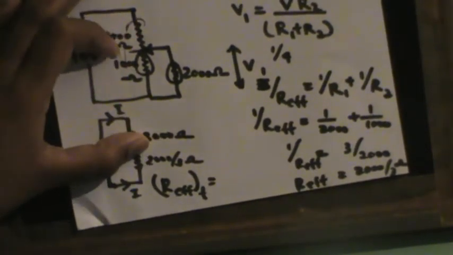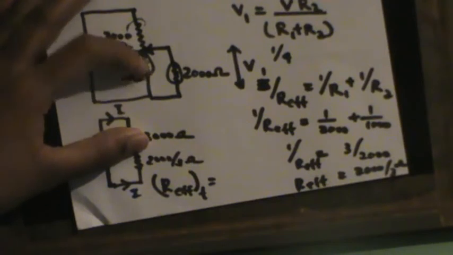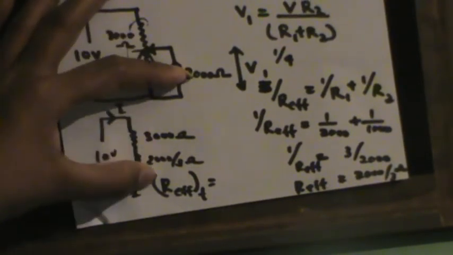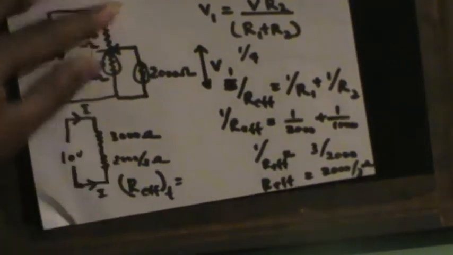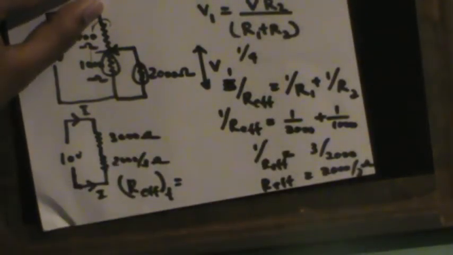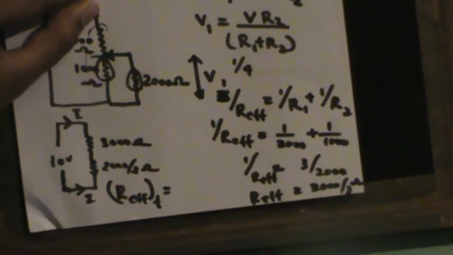We found, as given, that the effective resistance of these two resistors is 2000 by 3 ohms. Now these two resistors are in series, so the effective resistance is the summation of these two. That will be 3000 plus 2000 by 3, which is 11,000 by 3 ohms. So the effective resistance is 11,000 by 3 ohms.